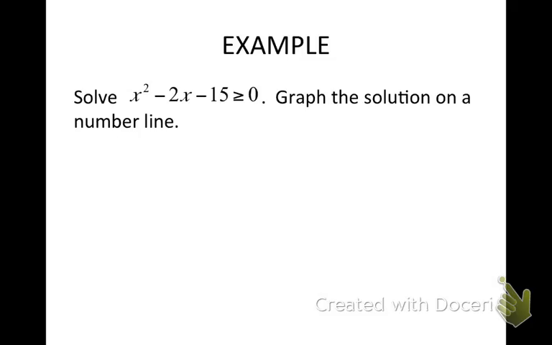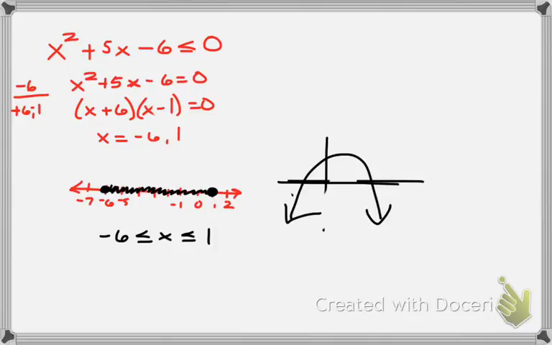How do you know if they're asking for the positive or if they're asking for the negative? The original inequality is going to tell you that. So that one is asking for where it's positive. The one we just did was negative because it was less than.